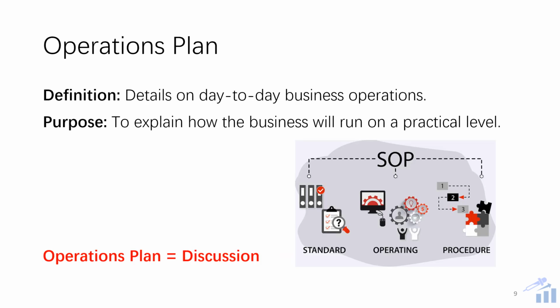So the next section is a big one, and it's your operations plan. By definition, it's just the details of the day-to-day business operations of your company. And the purpose, of course, is to explain how your business will run on a practical level. And that's all summed up in this lovely figure of the SOP, Standard Operating Procedure, which exists for everything you do in your company, or should do anyway.